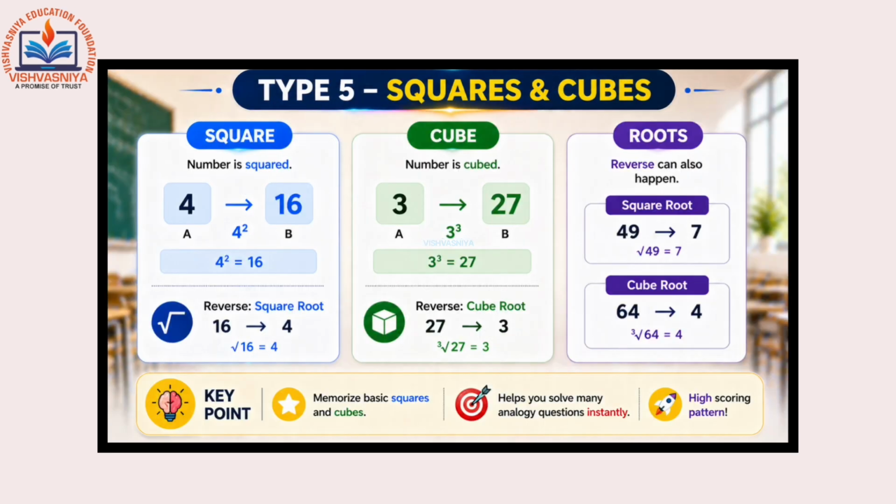Students, squares and cubes are the most common patterns in analogies. If 4 becomes 16, it means square. If 3 becomes 27, it means cube. Similarly, reverse can also happen, square root or cube root. If you memorize basic squares and cubes, you can solve many questions instantly.